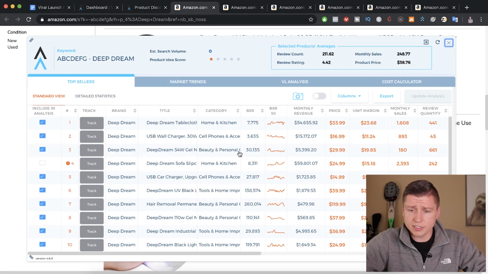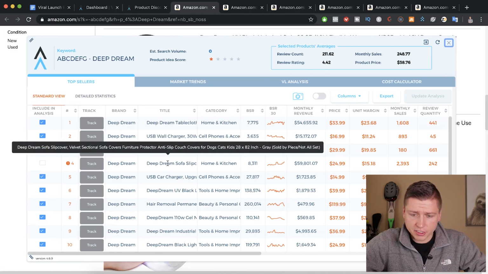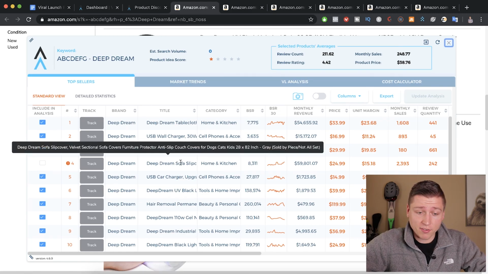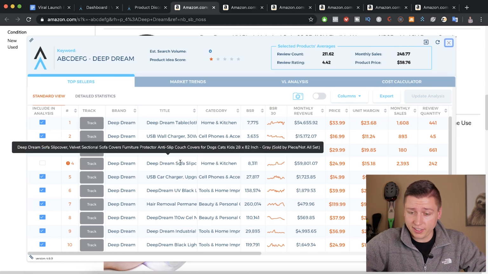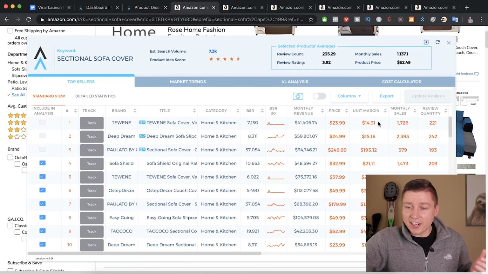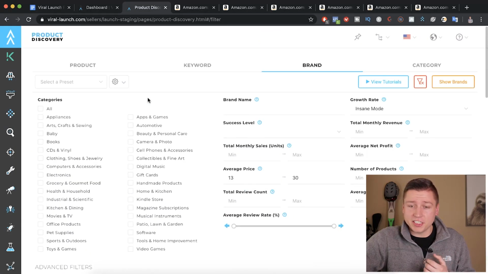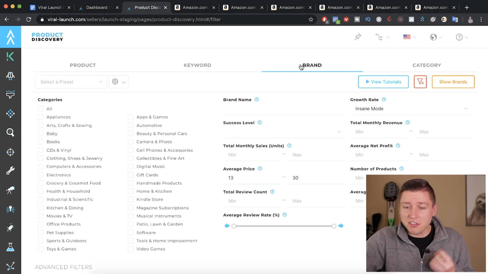So once that's loaded, right, guys, we can see that the tablecloth is doing 54,000 in sales, which is crazy. The wall charger 15,000. I really was curious about that sofa cover, 60,000. Wow. Okay, so 242 reviews. So sofa slip cover. I'm really interested about that. But moving on, guys, we have one more section to cover. If I could, I would talk about the sofa covers all freaking day, but we just don't have the time, okay? So that's brand, guys.